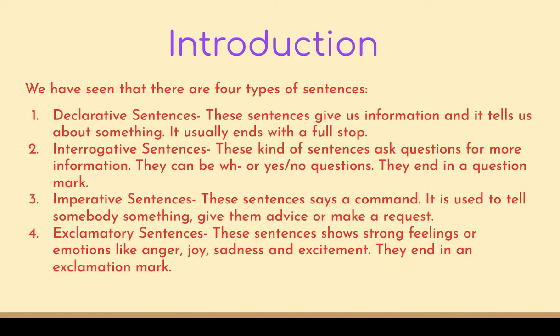So anger is like, what? Why did you do this? And joy is like, wow, that is so amazing. Sadness is like, I'm really sad today. They are really strong feelings. And excitement is like, hooray, we won the match. So when you say the different types of sentences, they have a particular expression you use, and exclamatory sentences end with an exclamation mark.